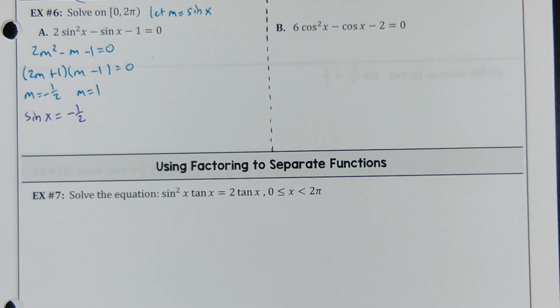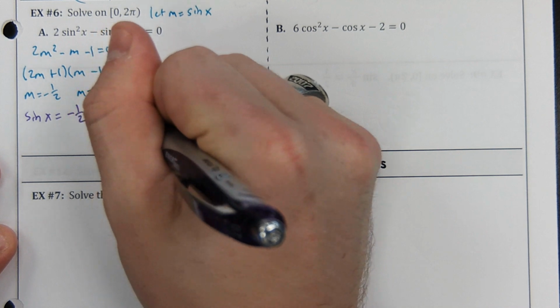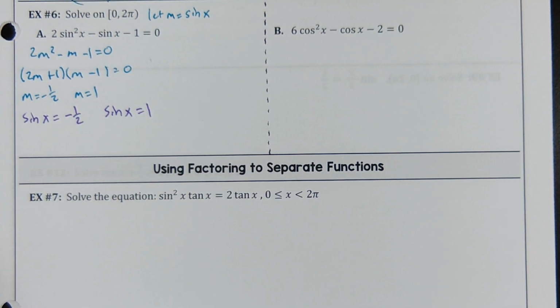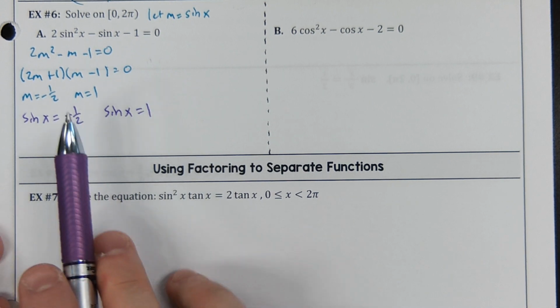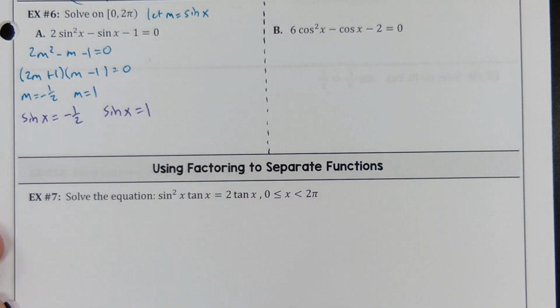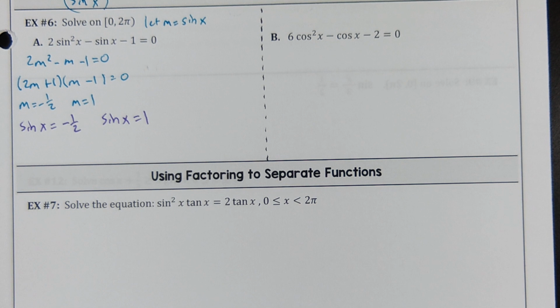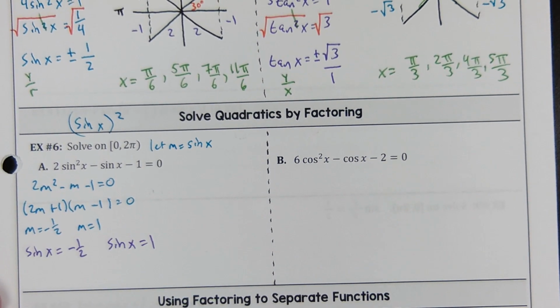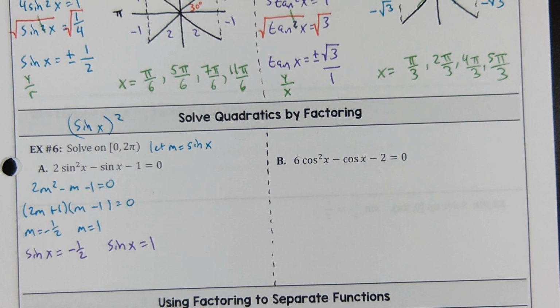Sine of x is negative 1/2. Sine of x is positive 1. We have to figure out where both of these things occur in the first 2 pi. Luckily, the very first example showed us where sine of x would equal negative 1/2. So we at least can save some space there and we don't have to draw for that one.